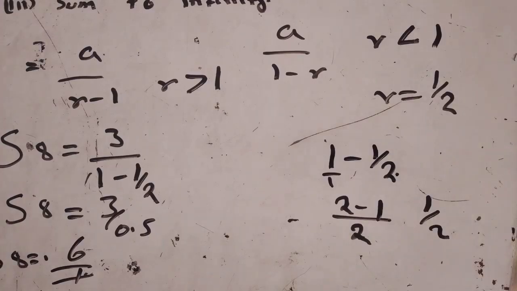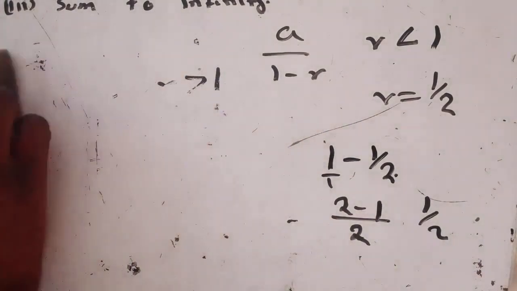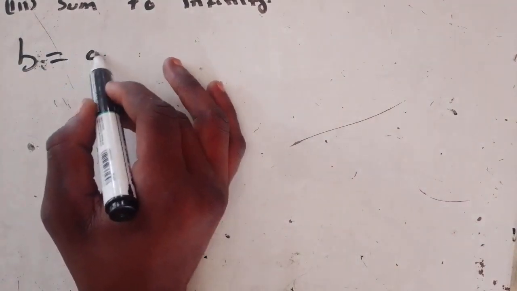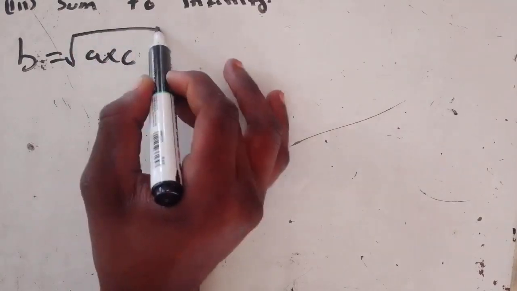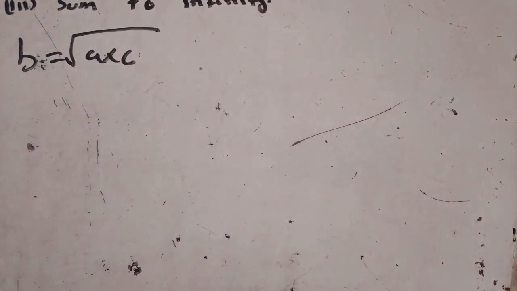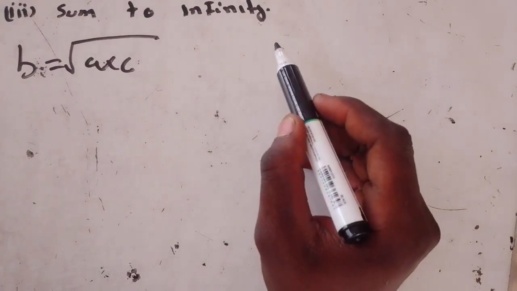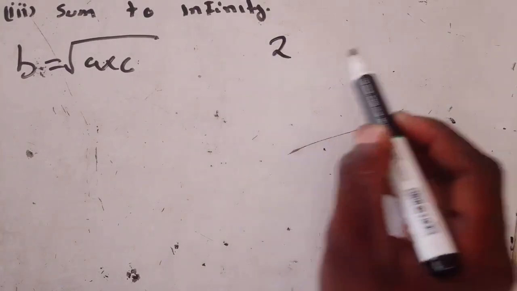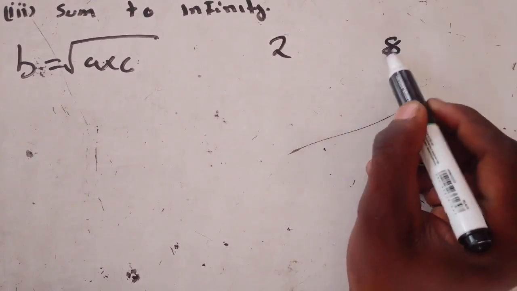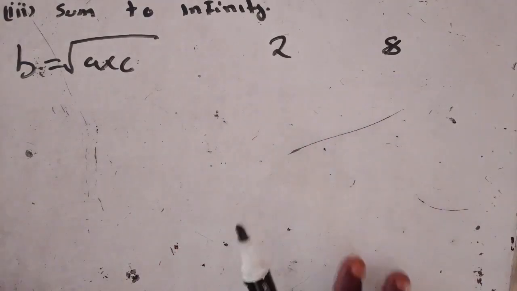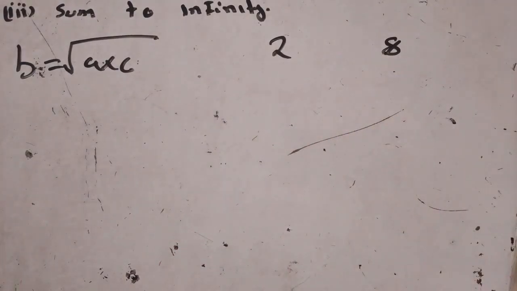The last thing that we need to do is how to find the mean of a GP. The mean of a GP is given by the formula B is equal to the square root of A multiplied by C. I'm just going to give an example so that you understand. Let's say you have 2 and 8, and then they ask you to find the number which is in between 2 and 8.